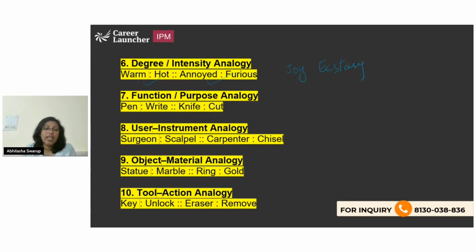Function or purpose analogy. So a pen is used to write, a knife is used to cut. So what are you doing with the thing? User instrument. So for example, a surgeon uses a scalpel, a carpenter uses a chisel, a sculptor uses whatever he is using. Object to material. So, what thing is made of what thing? So, for example, a statue is made of marble, a ring is made of gold. So, that can be object to material analogy.